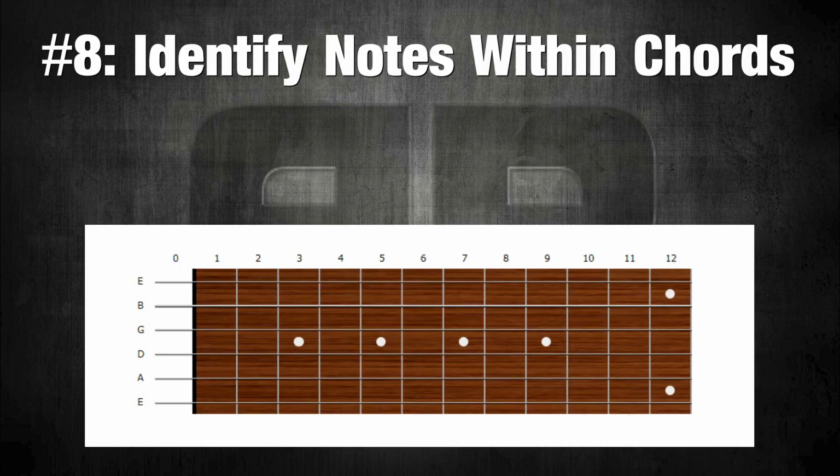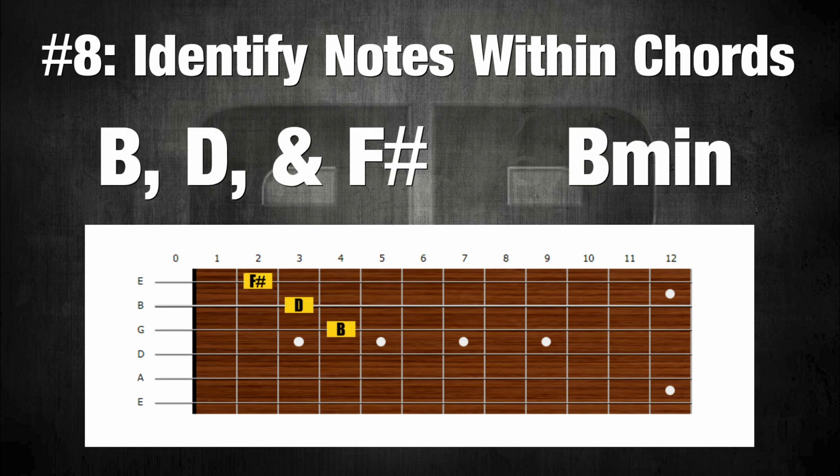Let's do another. Quiz question number 8. It's getting a bit more difficult now. I'm going to give you a three-note chord, also known as a triad. See if you can identify what the three notes are. And the answer is, B, D, and F sharp. This is just a B minor triad, a B minor chord.